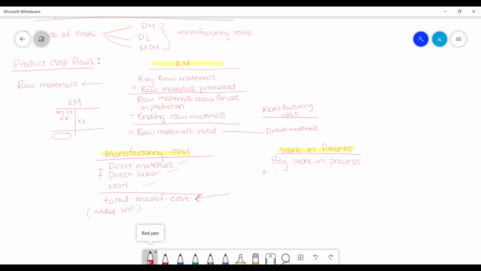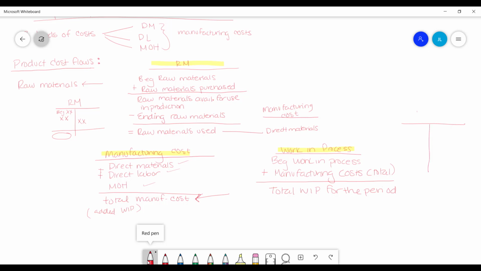So work in process is increased by the total manufacturing costs for the period. So I'll put total. So whatever work in process I started with, plus any additional manufacturing costs I added for the period, leaves me with my total work in process for the period. Okay. Now, that would be just the beginning plus the costs added in.